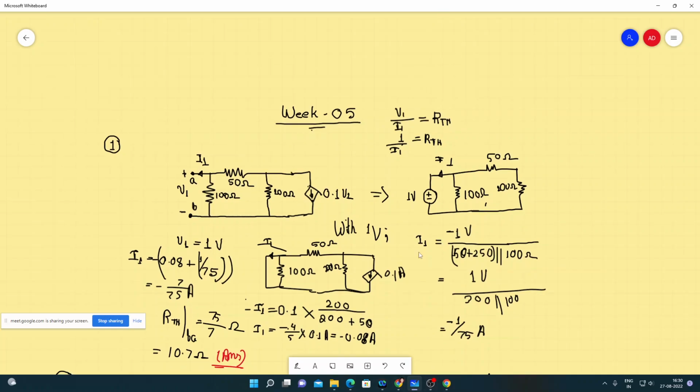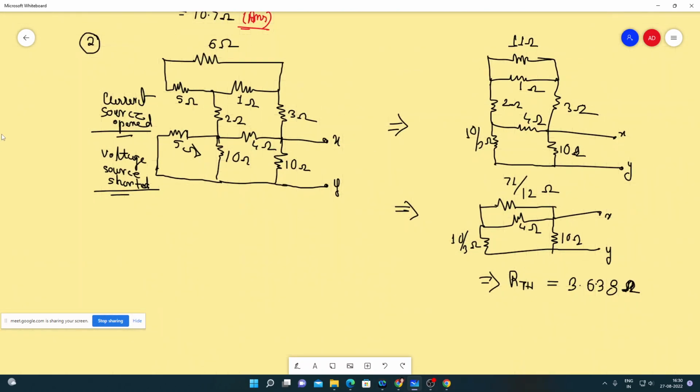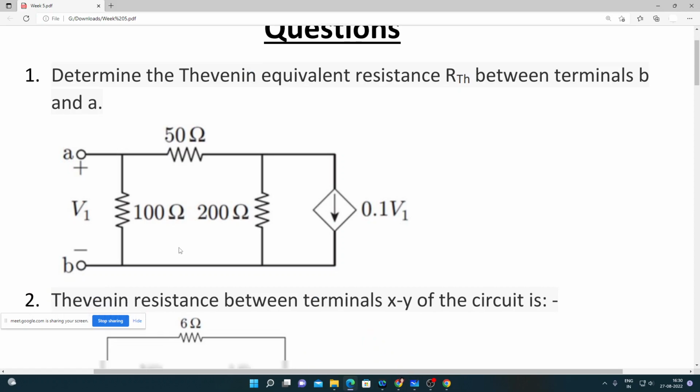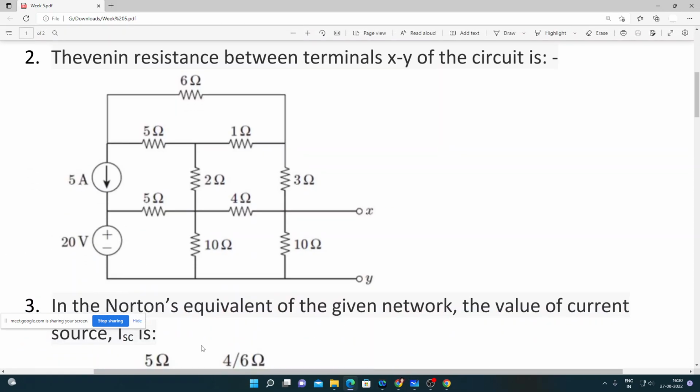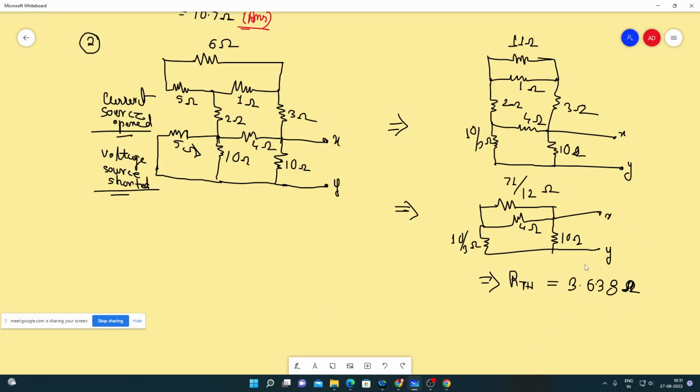So this is the difference while doing the circuit analysis with dependent sources and independent sources. Here, since we had independent sources, we could just open circuit the current source and short circuit the voltage source, and we had the Thevenin impedance, the resistance. We find it out to be 3.638 ohms. This is the answer.